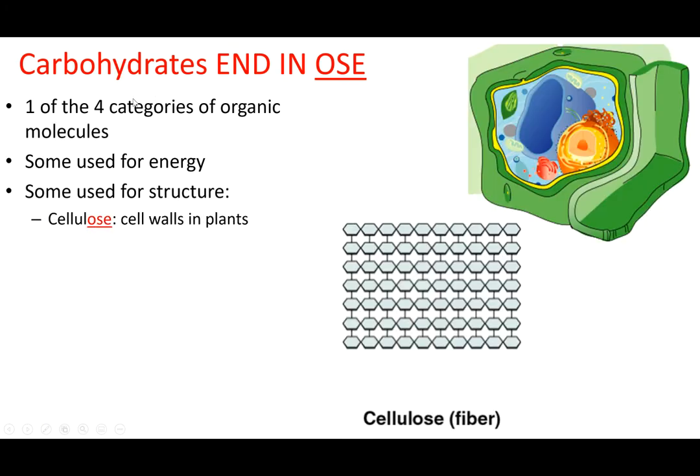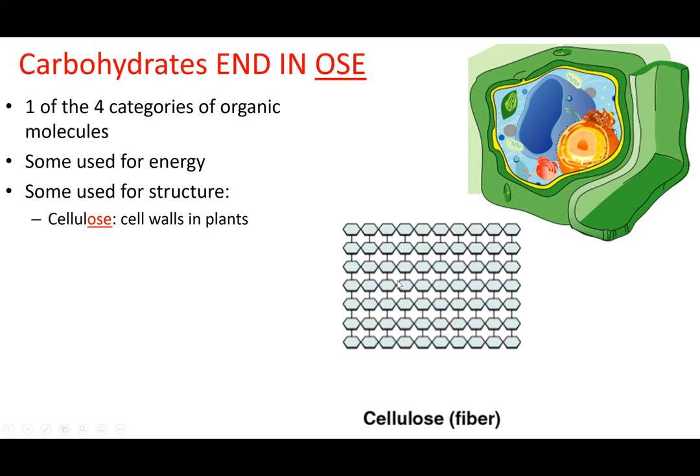So, carbohydrates aren't only used for energy storage, they're also used for structure. Cellulose is a structural carbohydrate that you find in plants. It's actually what composes the cell wall of plants. And it's made out of these very uniform, nice, neat sheets that help give structural integrity to the cell walls.